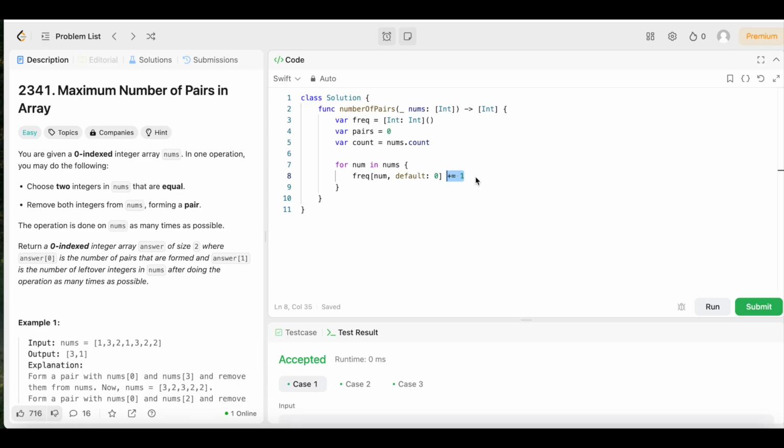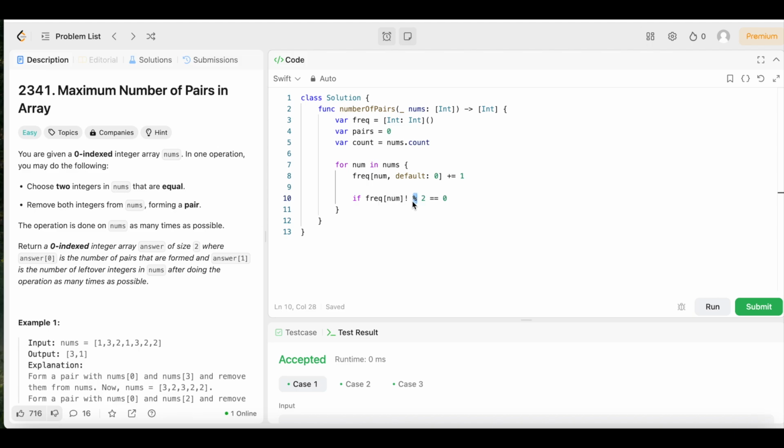Then we're going to come down here and check to see if the frequency of num is even, because if it is even, then that means we can create pairs out of it. So for that, we're going to say if freq square bracket num, then we put an exclamation point after the square bracket. Then we're going to say mod 2 equals 0. So what this mod does is keep track of the remainder.